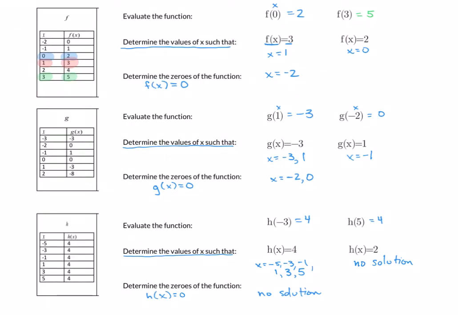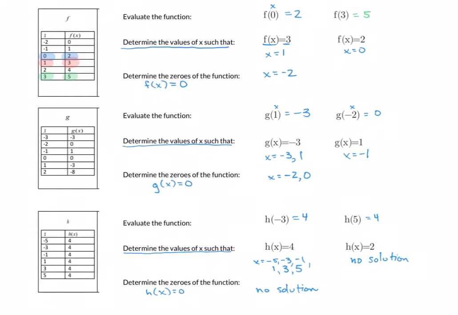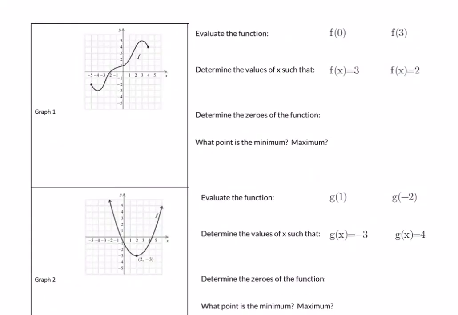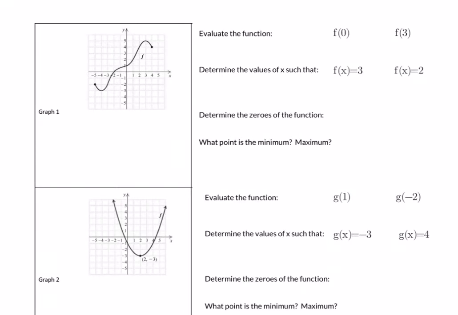All right, so that takes care of our tables. So now let's go ahead and look at some graphs. Okay, so again, same idea. Remember that when we look at graphs, we have a lot of points here, and every single point has an x-coordinate and a y-coordinate. So just remember that the inside number is an x, and the outside numbers are the y's.